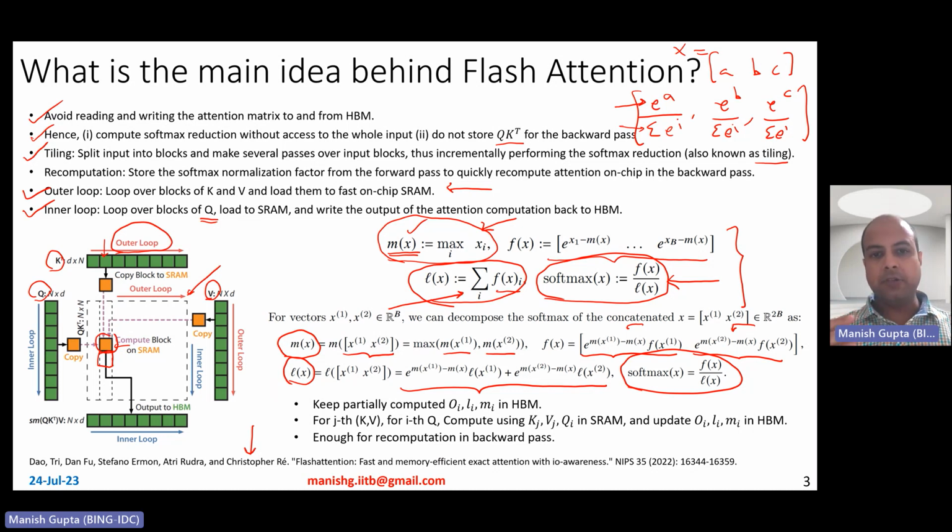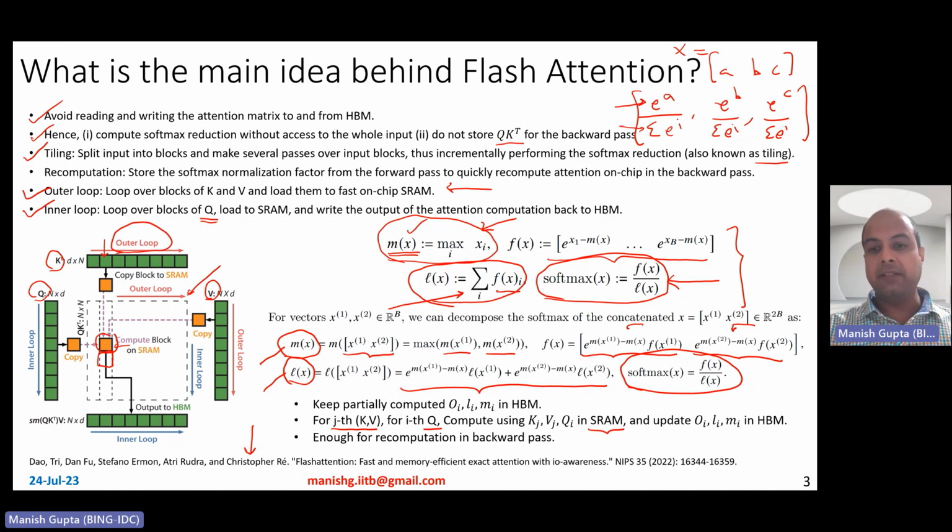In the outer loop, you load a block of K and a block of V, so basically the jth block of K and the jth block of V. And then in the inner loop, you load the ith block of Q. Then you use all of them to compute the local L and M. That's what is computed in SRAM, and then this is updated.